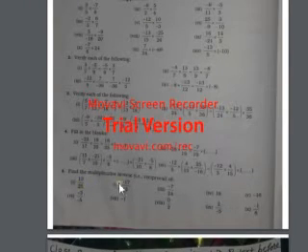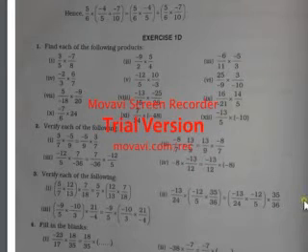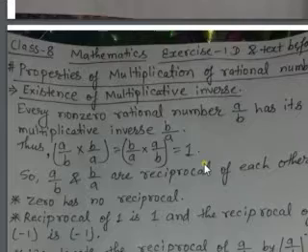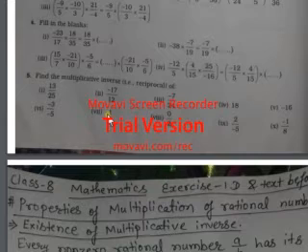Now if you see question number 5, what is there in question number 5? You have to find the multiplicative inverse, that is, the reciprocal of. Then how to write? Simply you make the numerator the denominator and the denominator the numerator. If nothing is below, that means 1. So minus 1 will become 1 by minus 1 only, and that will become minus 1 only. So for minus 1, it will be minus 1. For 0 by 2, it will become infinity.